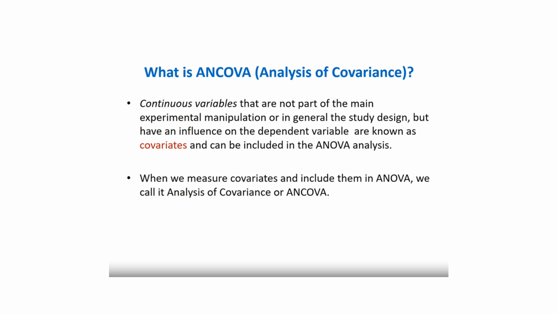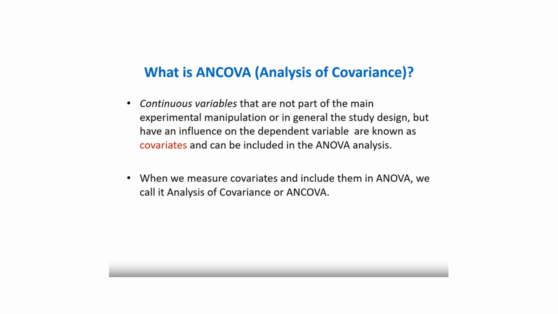So here, continuous variables that are not part of the main experimental manipulation or, in general, the study design, but have an influence on the dependent variables, are known as covariates. If there is a data set and we do an experiment on that data set, there are variables which have an effect on the results from the data set.